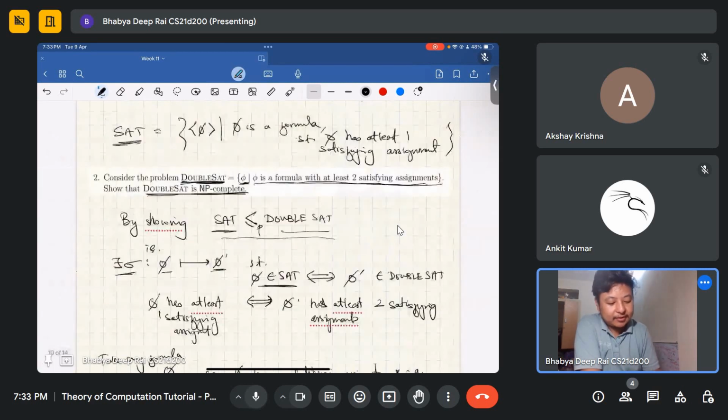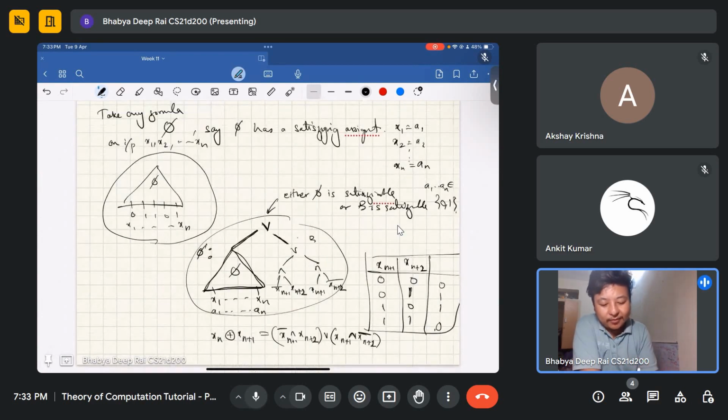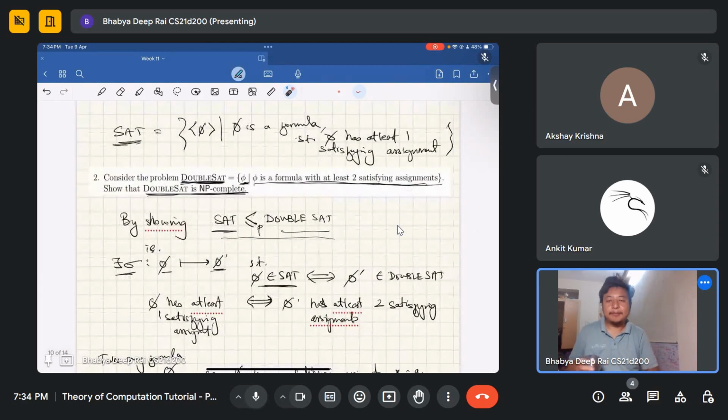Note that this is doable in polynomial time. It's just a matter of adding a constant number of gates, and this will just take polynomial time. So double SAT is also NP complete. Is this clear?